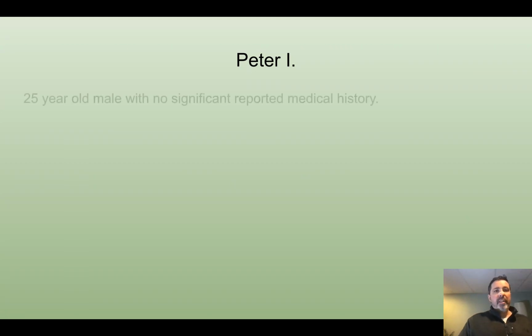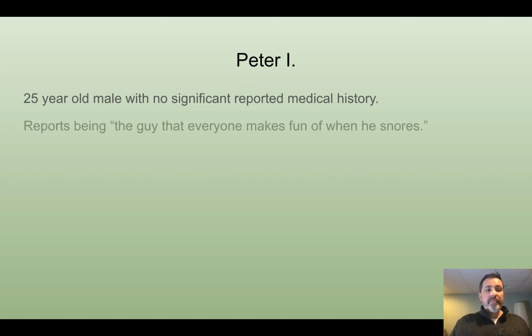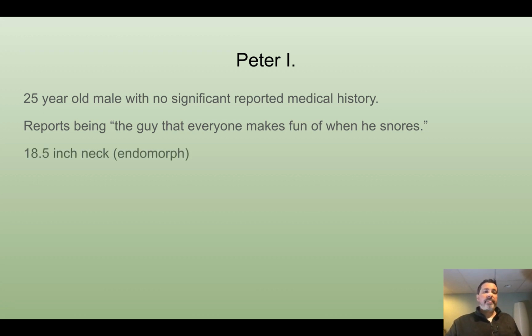Then the last person, and this is definitely somebody likely to show up at your doorsteps, is a younger male with no significant medical history. On his medical history form, he put that he snores, so we use that as an opportunity to learn more. He reported being the guy that everyone makes fun of when he snores. He goes on a camping trip with his buddies, and he's the one that everybody makes fun of. Well, it just happens to be, at 25 years old, he's an endomorph. He has an 18.5-inch neck.